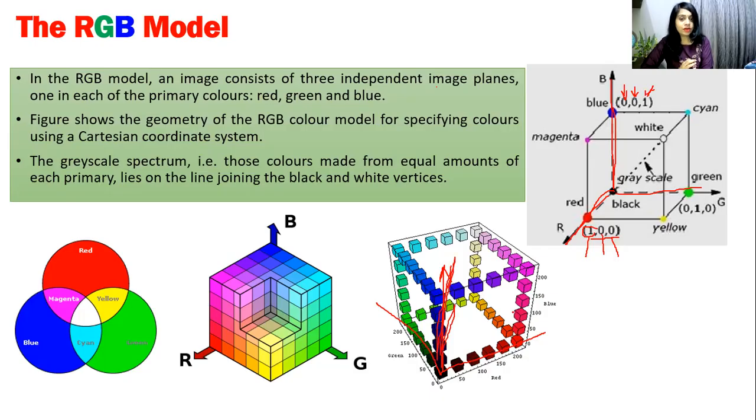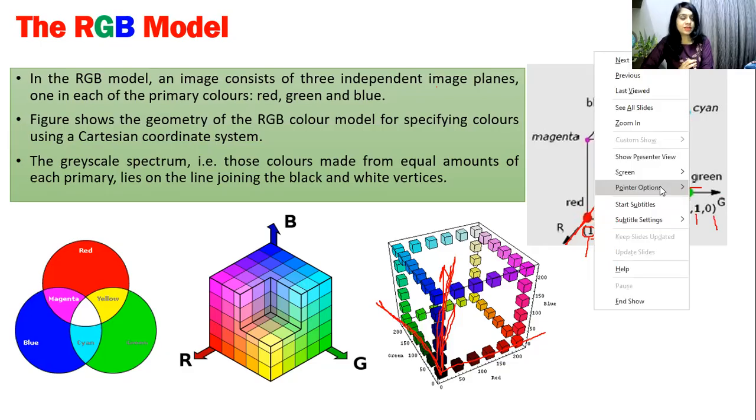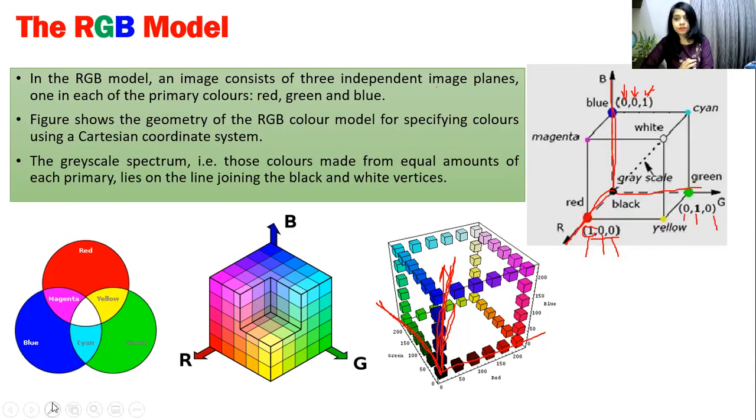Similarly, it goes for green. If you see this green plane here, it indicates presence of green color, absence of blue color, and absence of red color. And that's why R is 0, G is 1, and B is 0. So this is how we can represent colors in this Cartesian coordinate system.